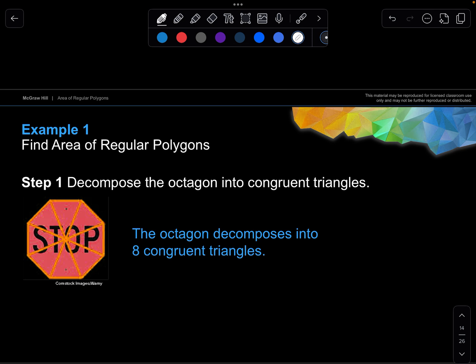Now let's decompose the octagon into congruent triangles. How many congruent triangles are there going to be? We know that the octagon has 8 sides, so it's going to decompose into 8 congruent triangles. Now what is the base of each triangle? We know that the base of each triangle is 15 inches. What do we know about the height? Because what do we need for the area of the triangle?